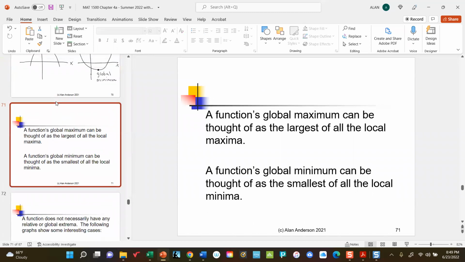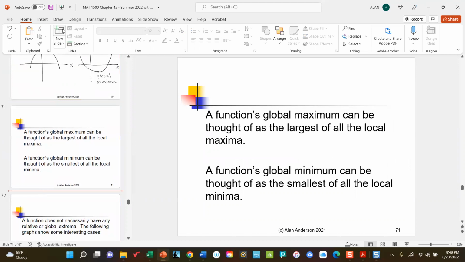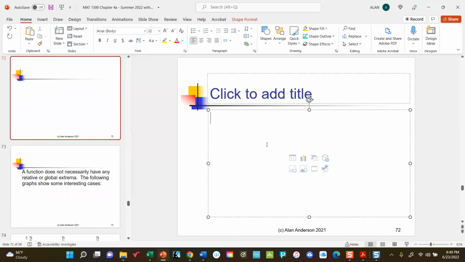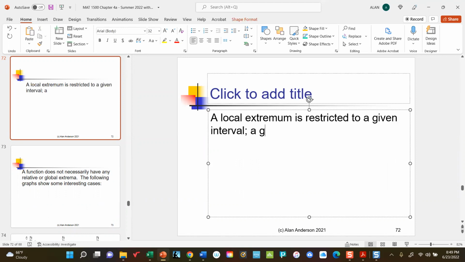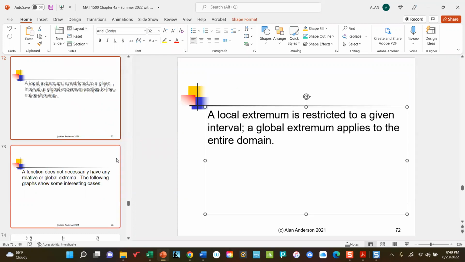Okay, so it's basically the largest value that the function can attain over its domain. In other words, a local extremum is restricted to an interval, a global extremum applies to the entire domain. Okay. All right. Now, how?